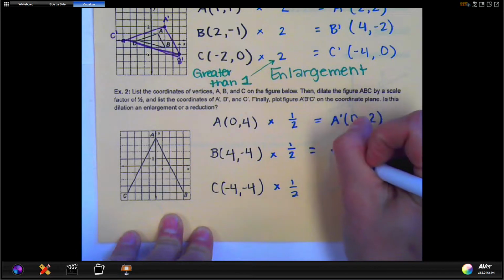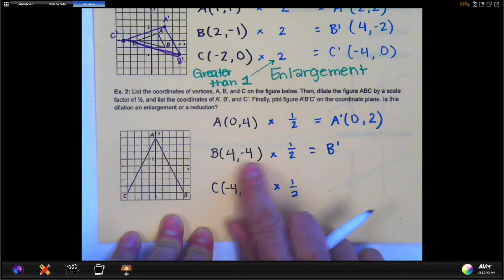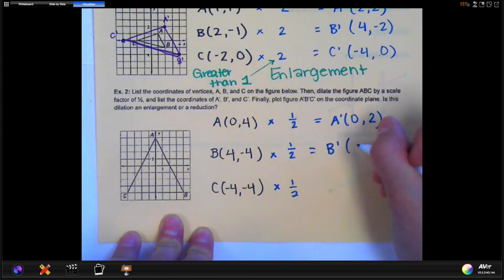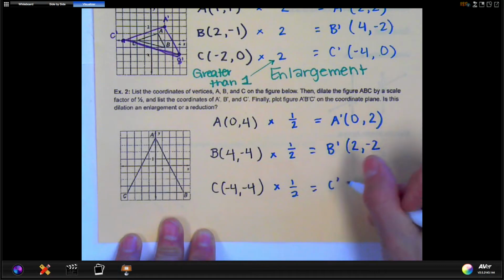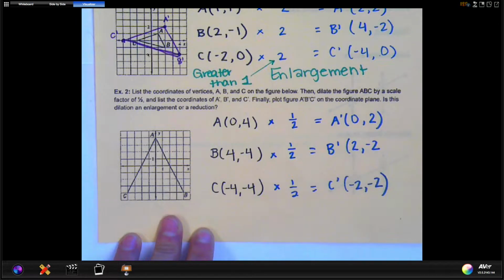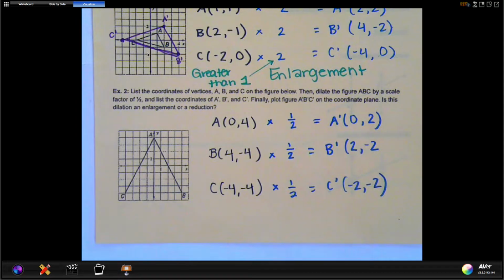B prime, if we multiply each of these by 1/2, 4 times 1/2 is 2. And negative 4 times 1/2 is negative 2. And then finally C prime, if we multiply both by 1/2, negative 4 times 1/2 is negative 2. And same for the second coordinate. And then we're going to put them back on, and it should make a figure that's half the size.